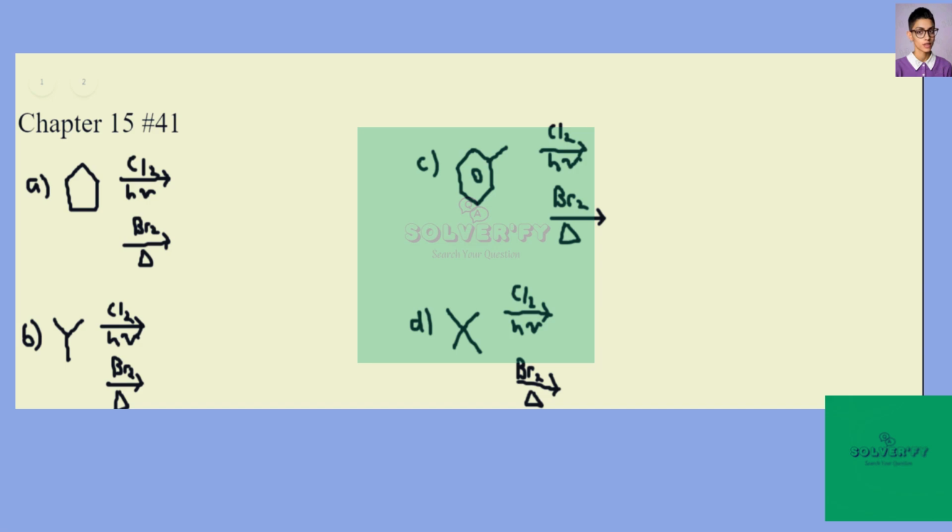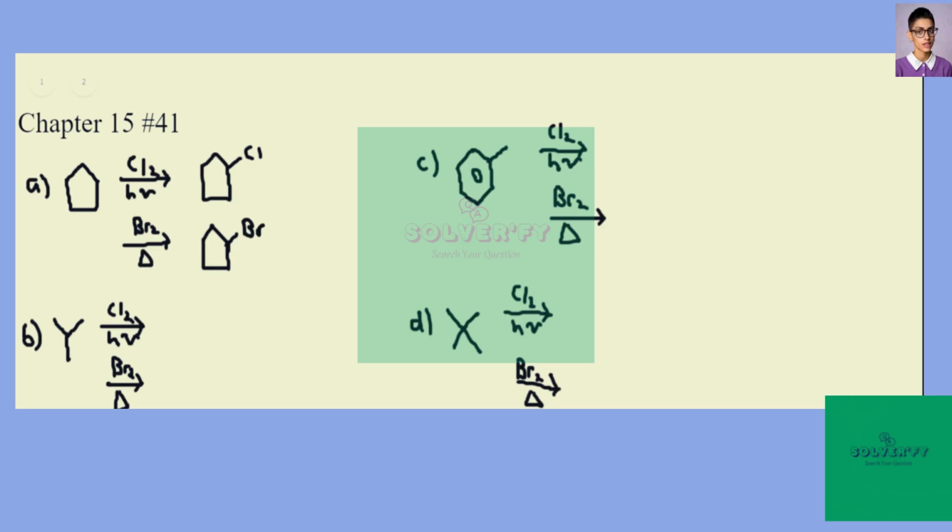In regards to this problem, looking at A, there's only one type of hydrogen in this molecule. All of the carbons have two hydrogens, and they're all equivalent. So chlorination is only going to give us a single product here. And there it is. Bromination will also give us the same thing, but with a bromine, obviously.